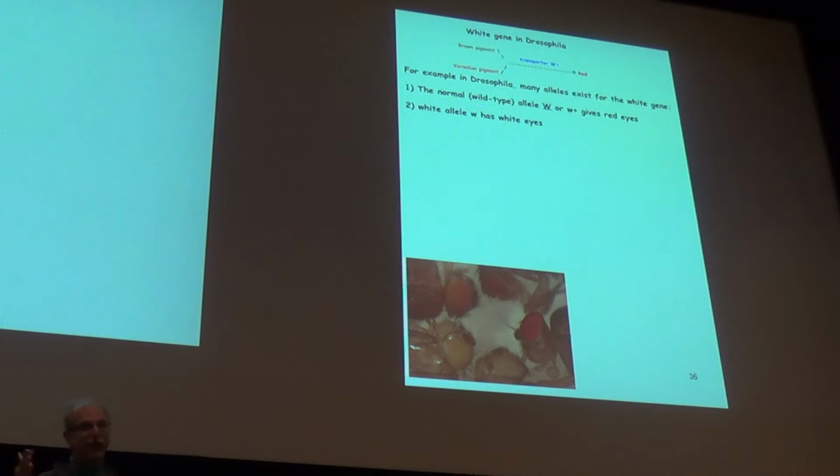So how do we study this? Many alleles exist for the white gene. The normal allele gives you red eyes. The completely mutant allele, let's imagine a situation where this gene is never made into a protein and the transporter isn't made, gives you white eyes. But then you can also get intermediate alleles. One gives you apricot colored eyes, and this is known as an apricot allele of the white gene, written as little w with the suffix a.